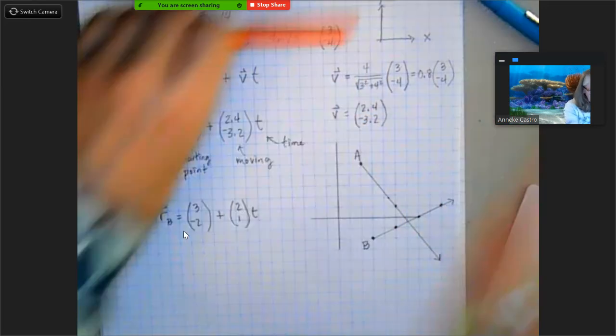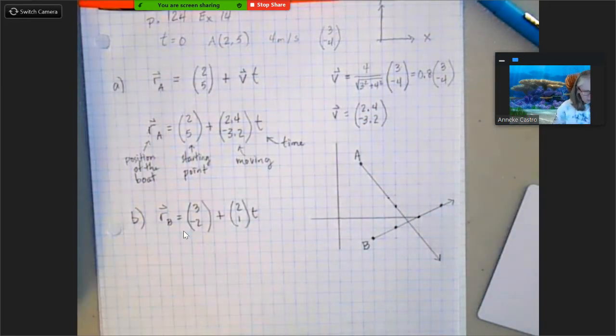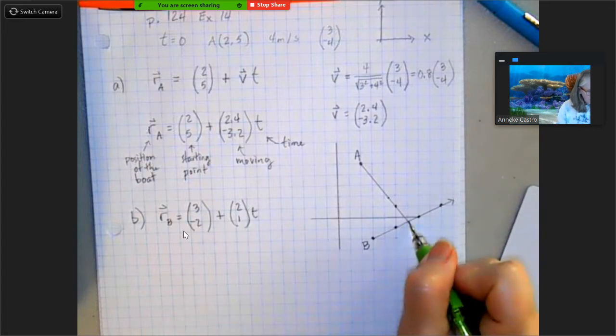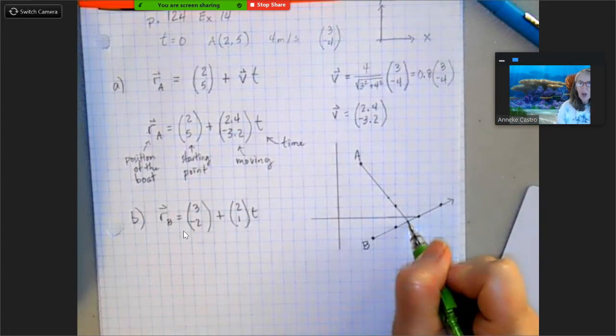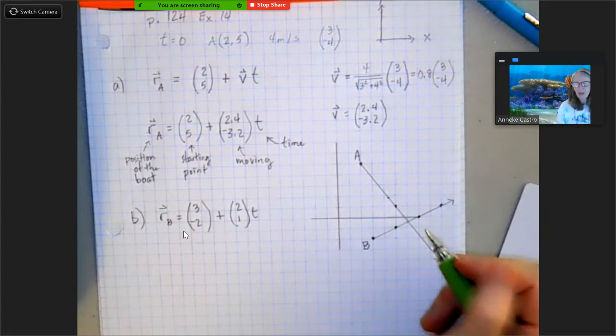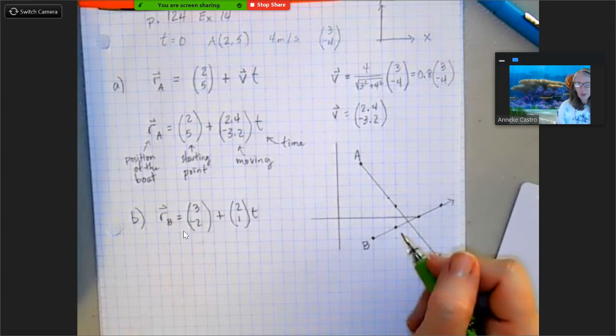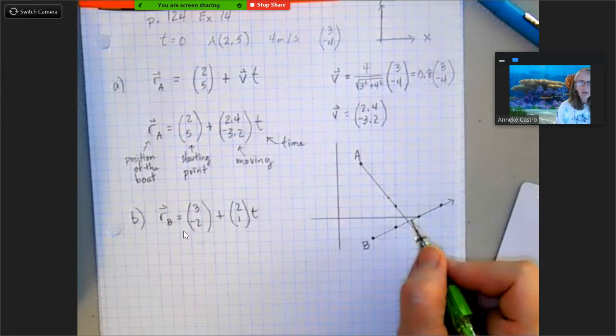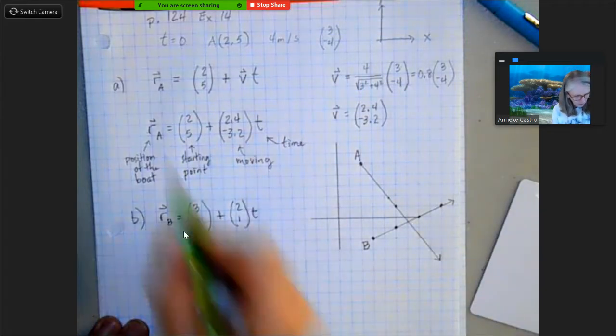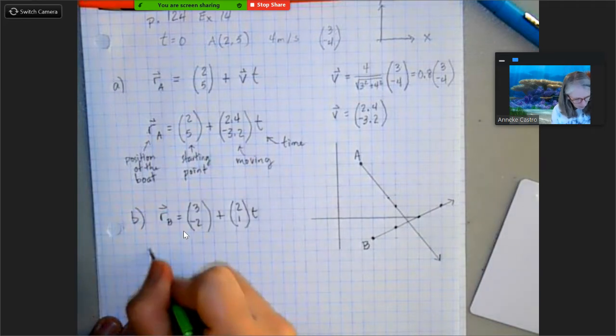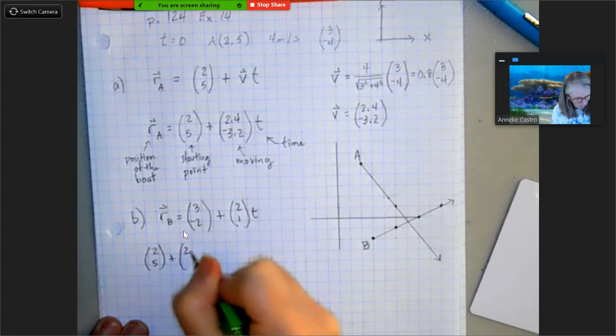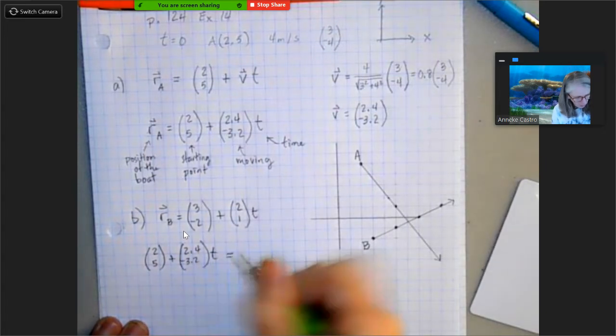Okay, so let's see, how can we show that they're not going to collide? So if we wanted to find the intersection of two lines, what would we do? We would set them equal to each other. So that's what we're going to do. We're going to set them equal to each other, and then we're going to try and solve for t, solve for the time that they're going to crash into each other, and you're going to see what's going to happen. Okay, so I'm going to take boat A, so (2, 5) plus (2.4, negative 3.2)t, and set it equal to boat B.